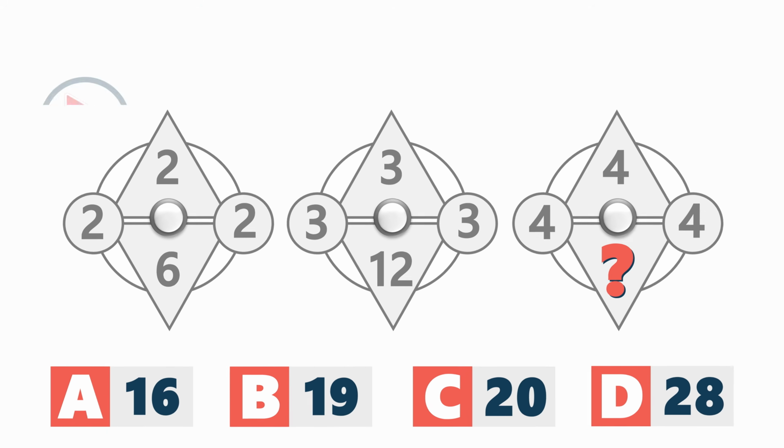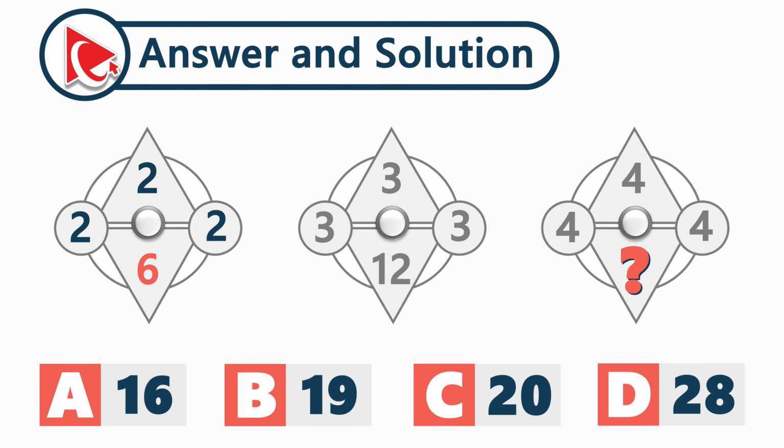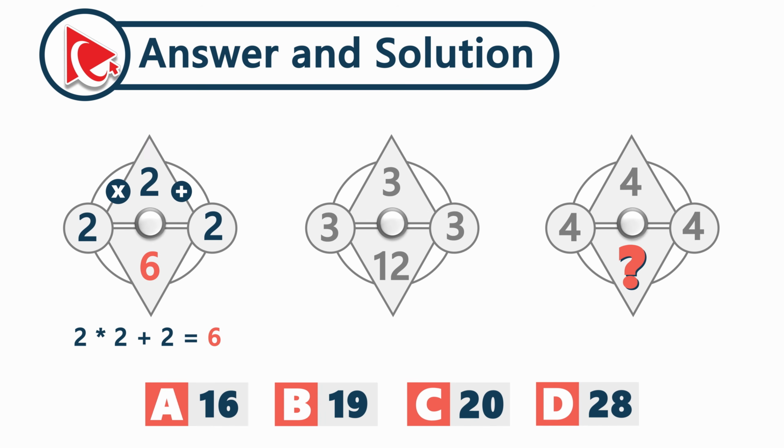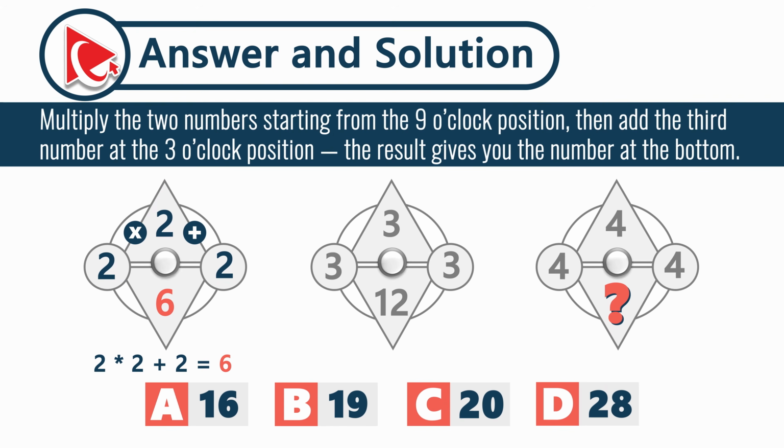It's an easy solution, but often escapes most people's attention. Let's look closely at the first shape. 2 multiplied by 2 plus 2 equals 6. In fact, all you need to do is multiply 2 numbers starting from the 9 o'clock position, then add the third number at the 3 o'clock position, and the result gives you the number at the bottom. Let's verify it with the second shape. 3 multiplied by 3 plus 3 equals 12.